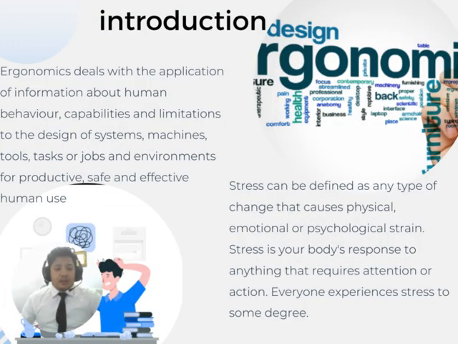The introduction. Ergonomic deals with the application of information about human behavior, capabilities, and limitations to the design of systems, machines, tools, tasks, or jobs, and environments for productive, safe, and effective human use. On the other hand, stress can be defined as any type of change that causes physical, emotional, or psychological strain. Stress is your body's response to anything that requires attention or action. Everyone experiences stress to some degree. So here are two introductions: one is about ergonomics and one is about stress.